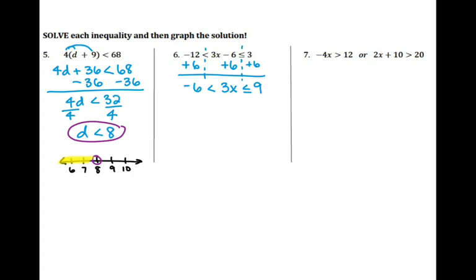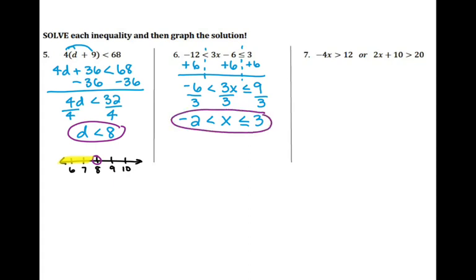And then from there, to get my x by itself, I need to divide by 3. And once again, what I do to one portion of my compound inequality, I need to do to all three. So this gives me negative 2 is less than x is less than or equal to positive 3.